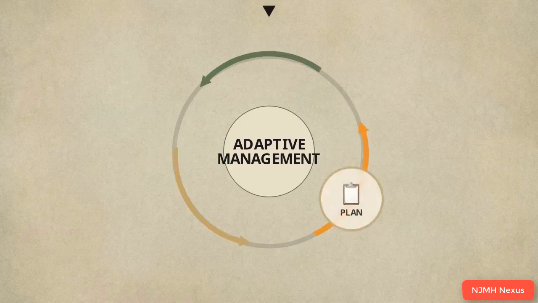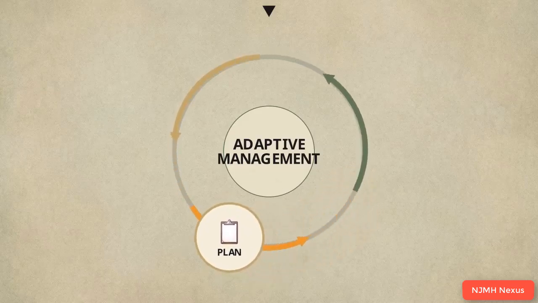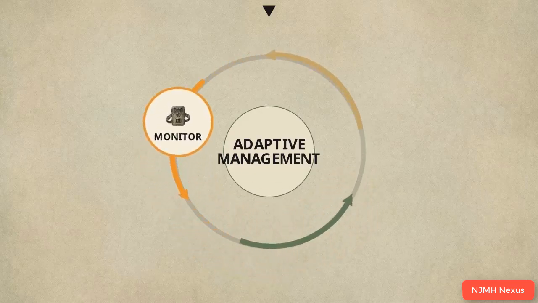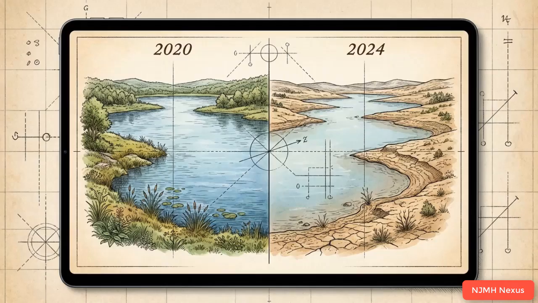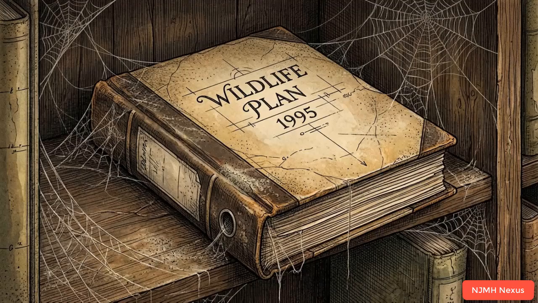It is a continuous, feedback-driven cycle. You plan the intervention, you monitor the results, and you adjust your future actions based on the data. By continuously updating your GIS with fresh remote sensing data, your management plan actively adapts to ongoing threats like climate change, rather than sitting on a shelf as an outdated paper document.